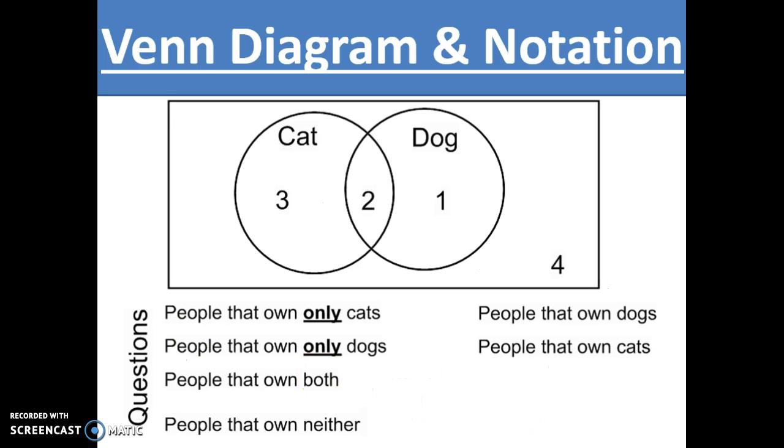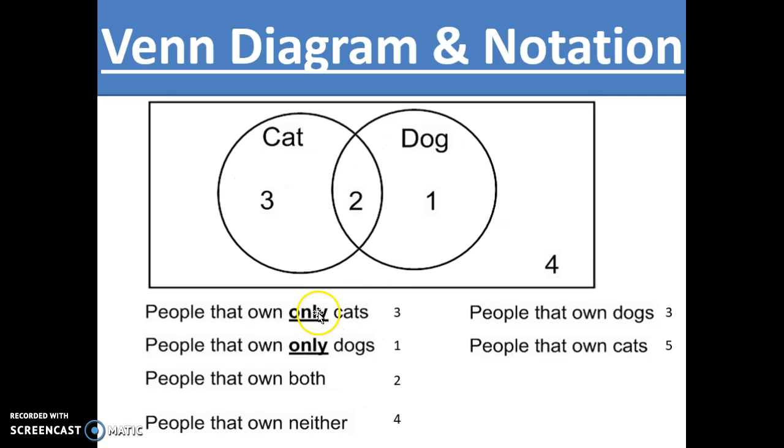So how to actually do this question? It says, let's say, people that only own cats, people that only own dogs, own both, own neither, people that own dogs, and people that own cats. Obviously, with this question, you're given numbers 3, 2, 1, and 4. So to tackle this, we look at people that only own cats.